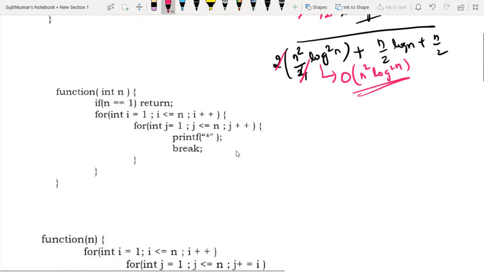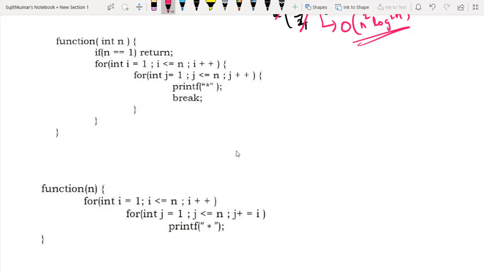Okay, let me go to the next problem. So next problem is here. Again, it may look simple, but this is tricky, trust me. So this is a simple statement. Here is an if condition, right? And only if n equals equals 1, you just return something. Returning means the end of the function, right? The control will go back to the main function whenever you encounter the return statement.